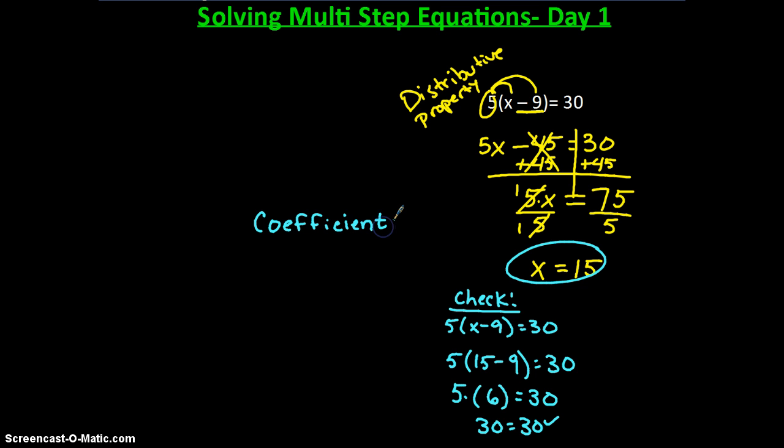What a coefficient is, for those of you that do not remember, it's just simply the number in front of a variable. So instead of a 5x, if I said what is the coefficient, 5 is your coefficient. It's the number that precedes the variable.